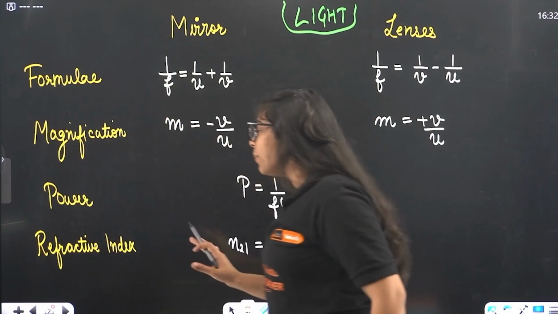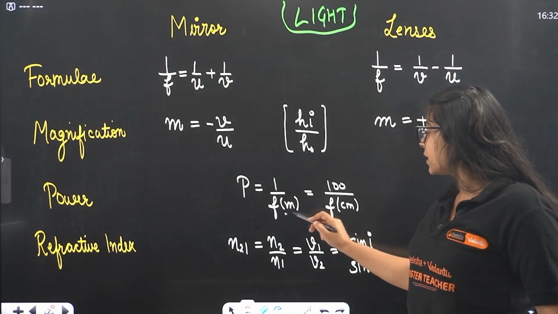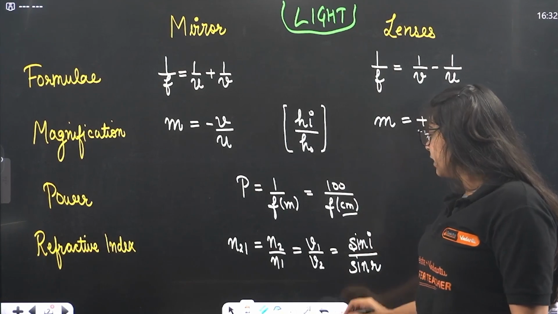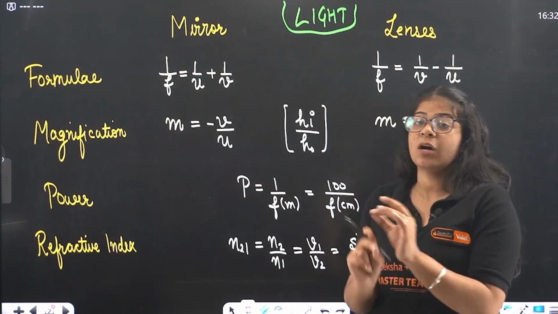Okay, then beta, we have the formula for power. P = 1/focal length if the focal length is in meters, and 100/focal length if the focal length is in centimeters. Done. You will get the PDF in the description, don't worry, but write it down as well.